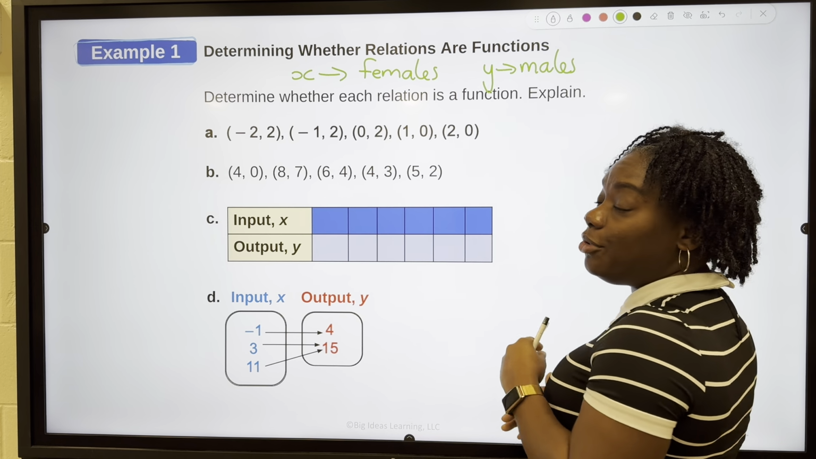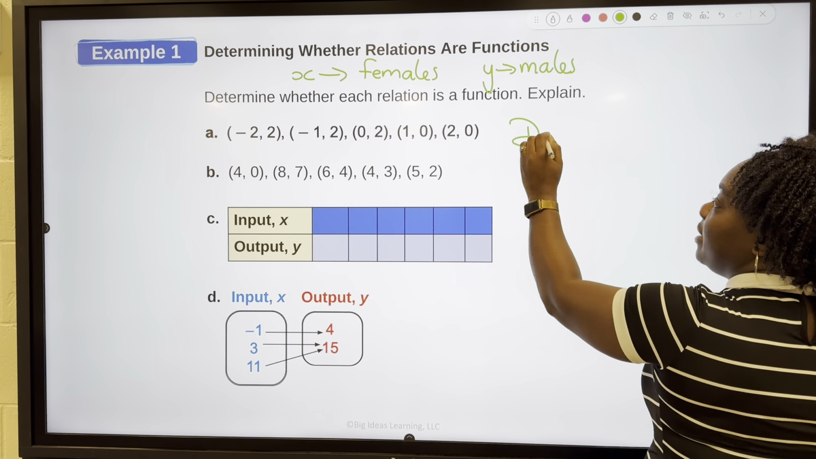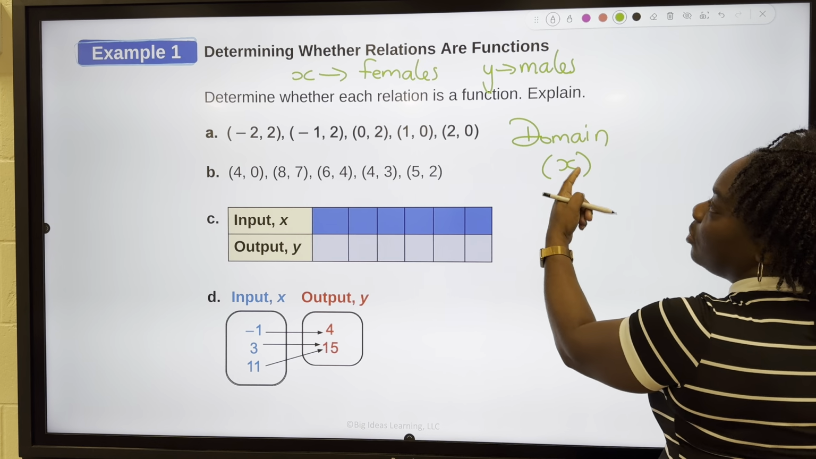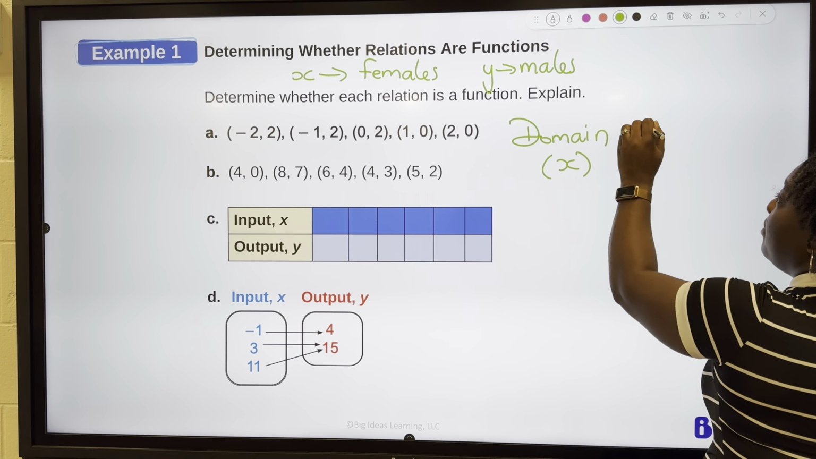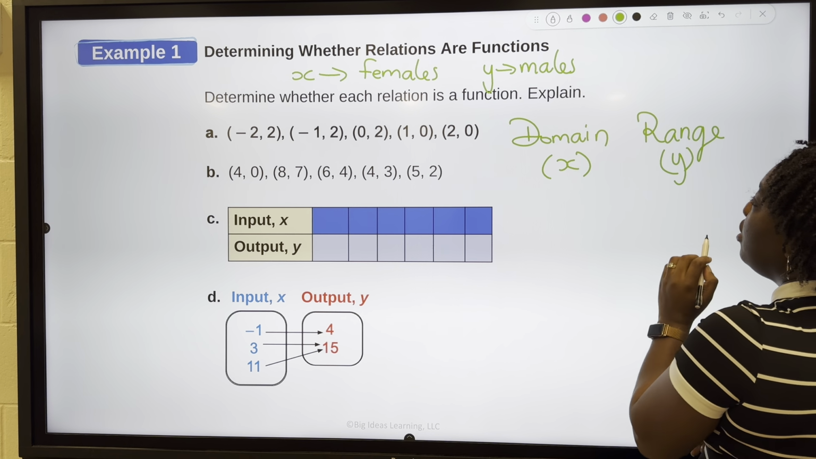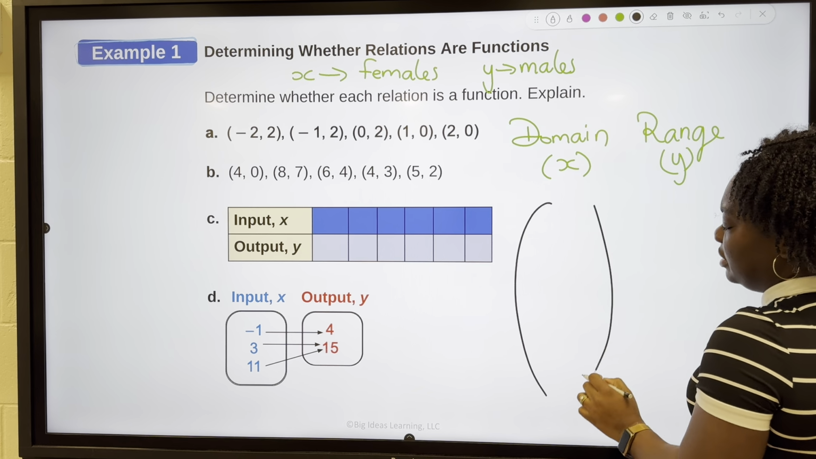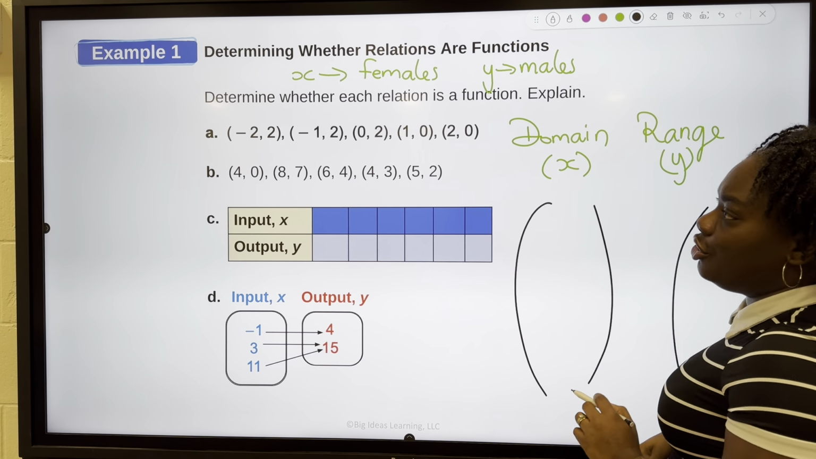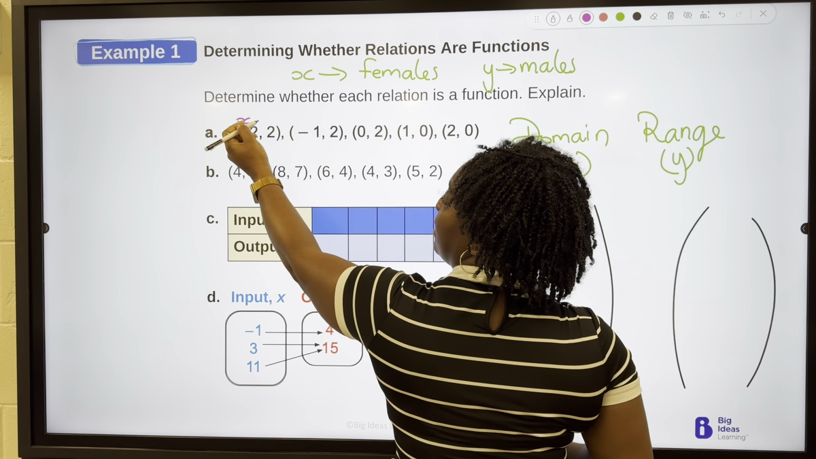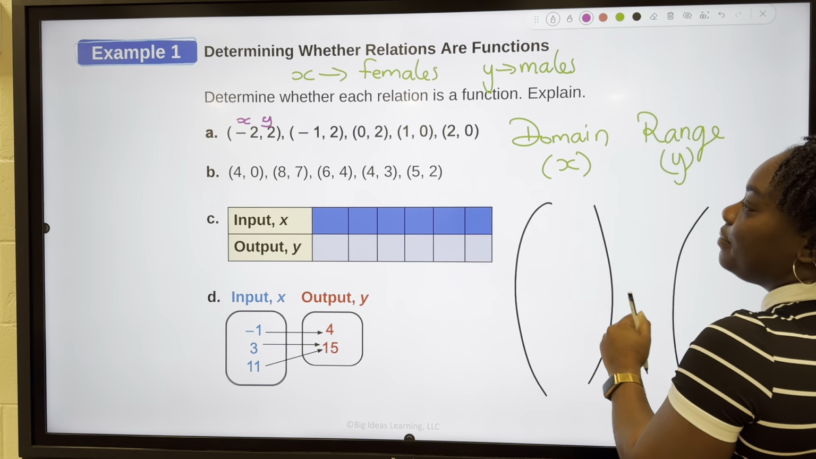So for A, I'm going to go ahead and do a mapping diagram. So my domain, which is my x or the female, and my range, which is my y or the males, right? Let's put the values in for your domain. We know that for the point, it always has an x and a y. So let's put those in.